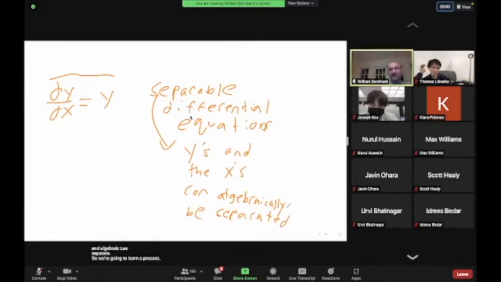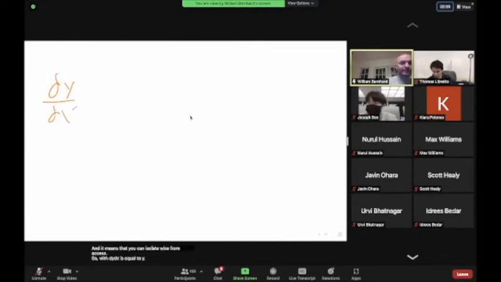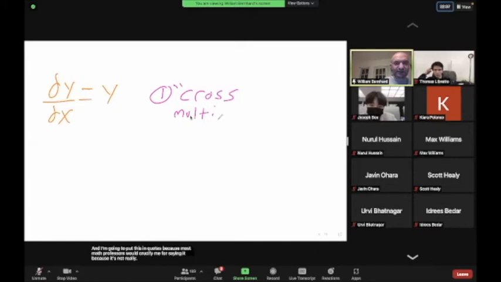So we're going to learn a process now that we're going to utilize for the rest of the lecture. So dy dx equal to y. I claim that the rest of the differential equations we're going to look at tonight are called separable. And it means that you can isolate y's from x's. So with dy dx equal to y, I'm going to go through a process with you in order to get the solution here. So the first step that we're going to use, and I'm going to put this in quotes because most math professors would crucify me for saying it because it's not really called this, is to cross multiply. So thinking of the derivative as the change in y over the change in x, take a moment to quote unquote cross multiply.